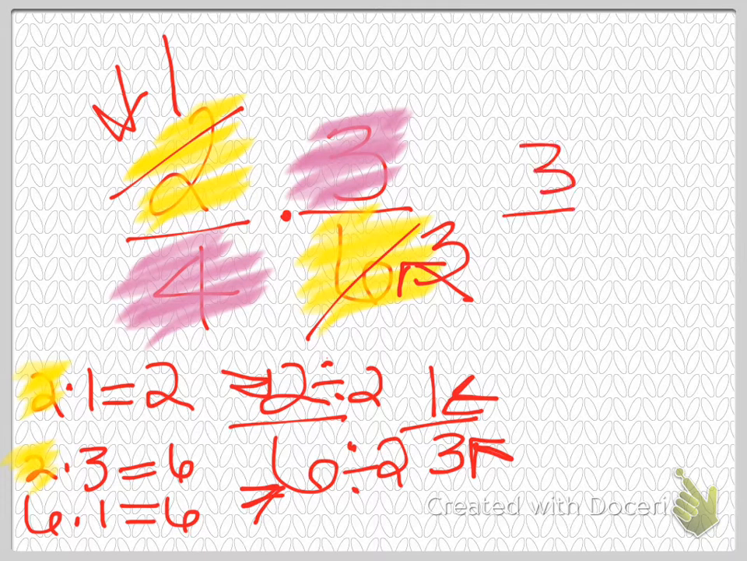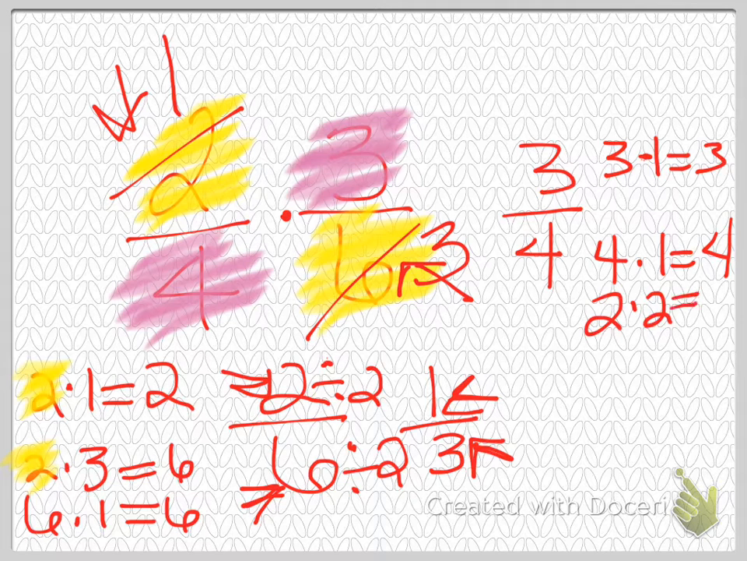Now, let's take a look at the other one. I have 3 over 4. Now, 3 over 4, I have exactly one thing that can go into both of them, which is 1. But let's check it out. I have 3 times 1 equals 3. And then I have 4 times 1 equals 4. But there's still one more for 4. It's 2 times 2. Do the factors of 3 and the factors of 4 have anything in common other than 1? No. So I have to leave it the same.